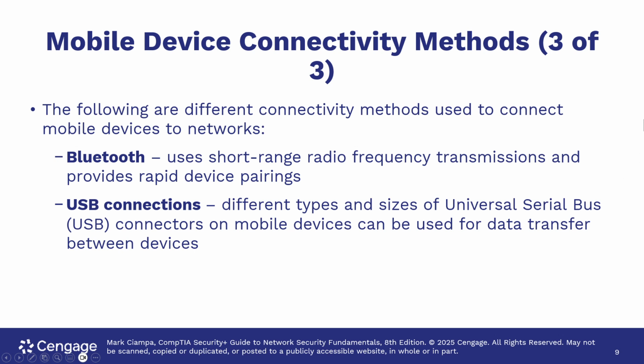The following are different connectivity methods used to connect the mobile devices to networks. You have Bluetooth. That's a short-range radio frequency transmitter providing rapid device pairings like your earbuds to your phone, or if you have one of those Bluetooth speakers, or if you pair it with your car, so you can play your mobile data, your cellular data, the music, through the audio of the car.